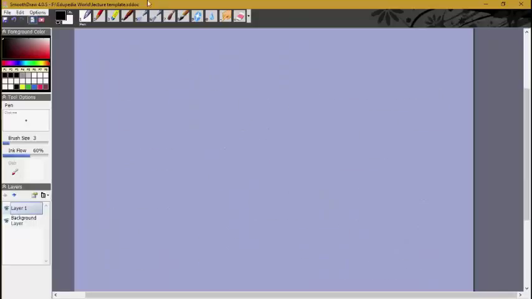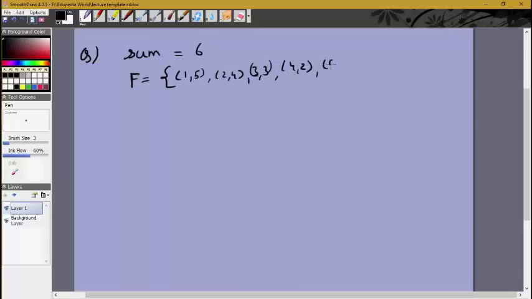Let's look at one final question to get a little bit more practice. We are given that a die is thrown twice and the sum of the numbers is 6. What is the probability that the number 4 has appeared at least once? So let's take this to be the event F, where the sum is 6 when we throw a die twice. So we get 1, 5; 2, 4; 3, 3; 4, 2 and 5, 1. A total of 5 elements.